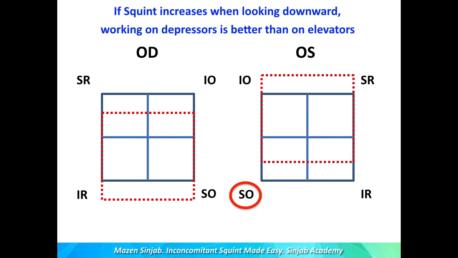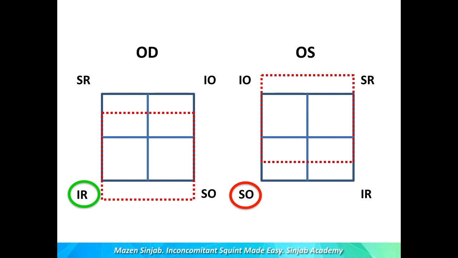If the squint increases when looking downward, working on depressors is better than on elevators. So it is better to operate on the inferior rectus in the right eye than working on the superior rectus in the right eye or the inferior oblique in the left eye, as the superior rectus and inferior oblique are elevators. So I'm going to operate on the inferior rectus.